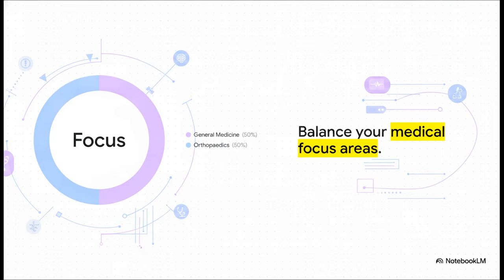The dashboard also gives you a breakdown of your specialty engagement. So, for example, a learner might see they have a 50-50 split between general medicine and orthopedics. This visual feedback is a real game changer. It helps learners rapidly spot if they're inadvertently avoiding their weak spots or over-indexing on specialties they're already comfortable with, which lets them perfectly balance their medical focus.